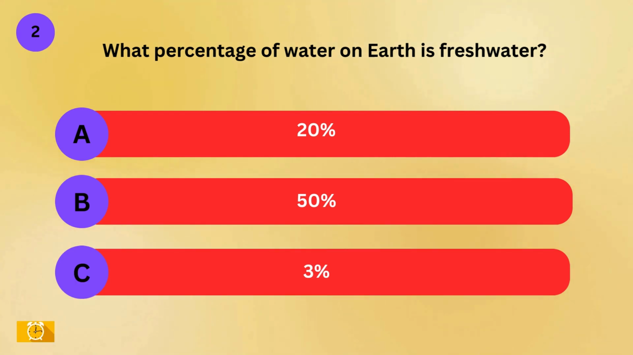What percentage of water on Earth is fresh water? 20%, 50%, 3%.